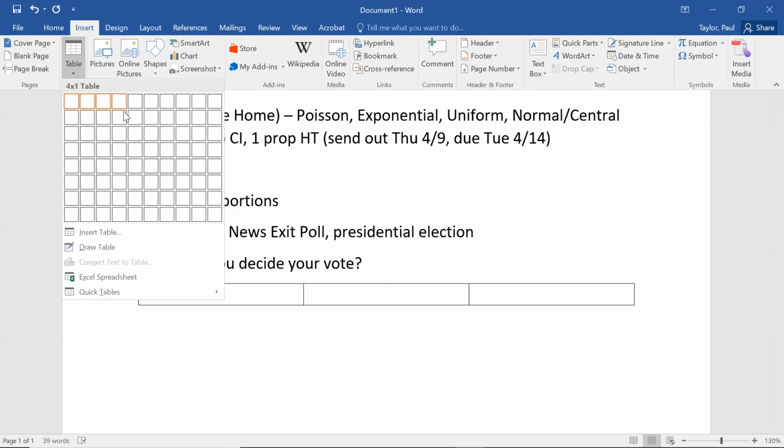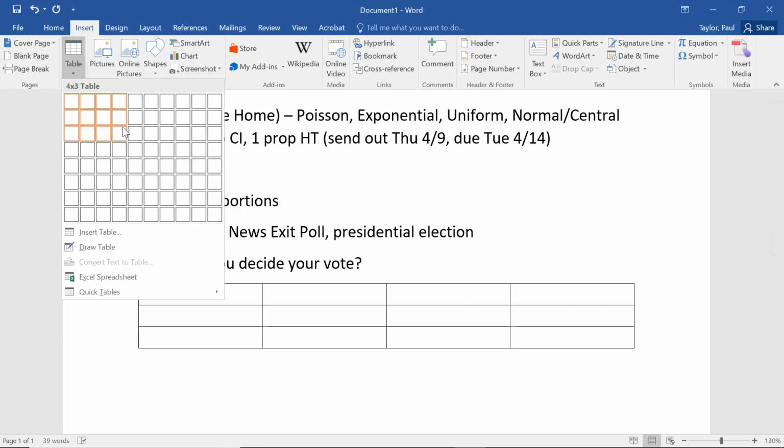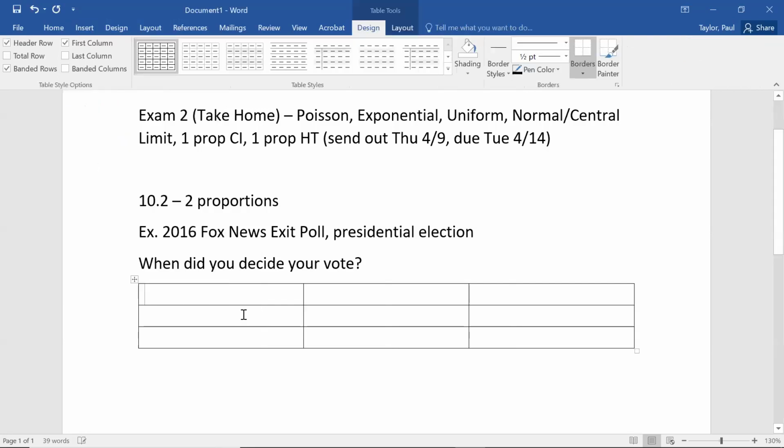Let me summarize the results in a bit of a table here. So we have the people who say they voted for Clinton and the people who say they voted for Trump. And we're going to separate these into the people who decided in the last week. In the last week means they were undecided until 1 week before the election or less, when they finally made up their mind who they were going to vote for. And then there's the other people who had decided before that.